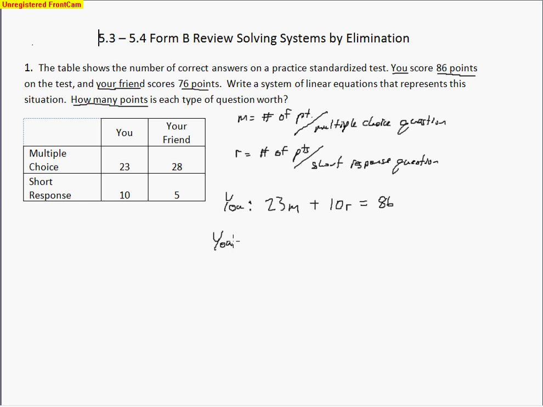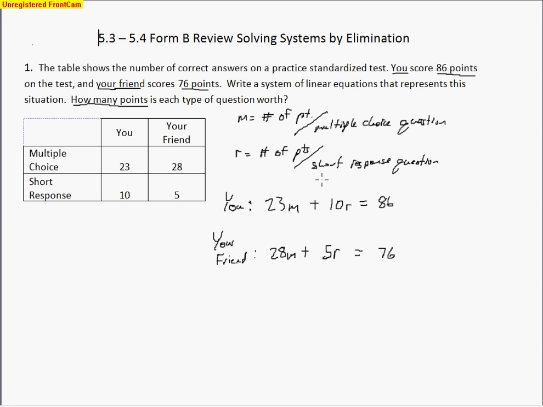So that's why I put 86 right here. Now, your friend. We're going to do his or her equation. Your friend got 28 multiple choice questions correct, but only 5 short response questions, and scored only 76. You can tell just by looking at these two problems that you got fewer multiple choice questions correct and more short response, and you got a higher score. So that tells me short response is worth a little bit more than the multiple choice. So let's go ahead and find out if that's the case.